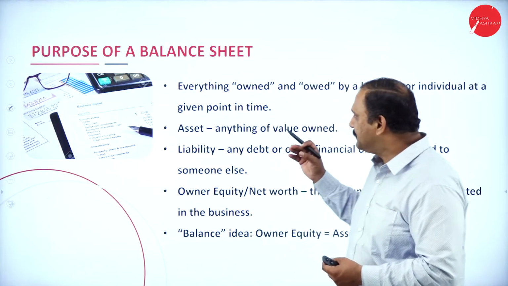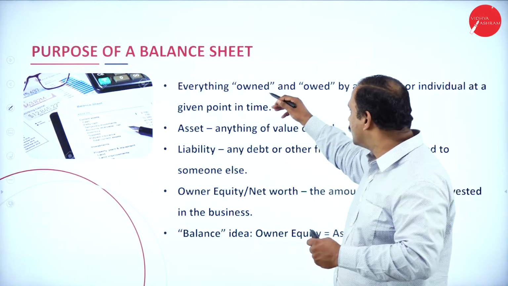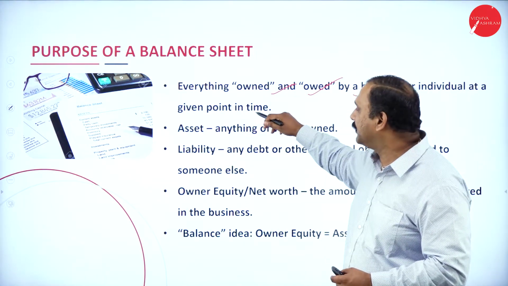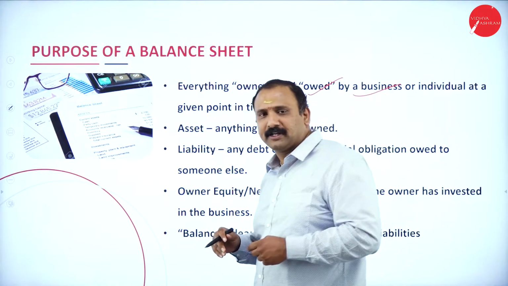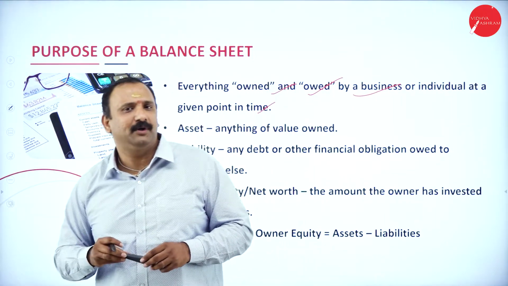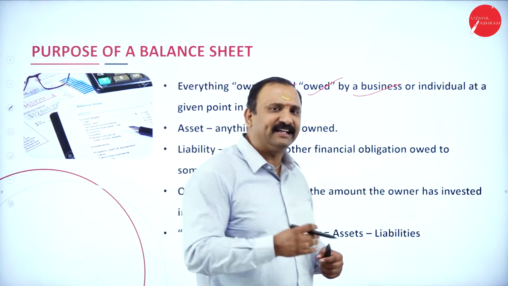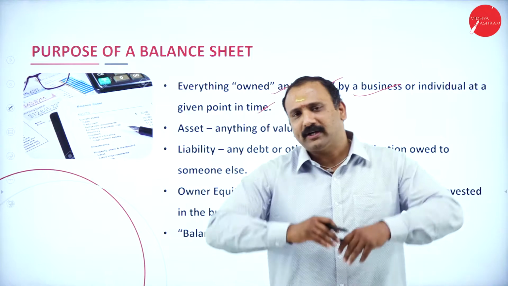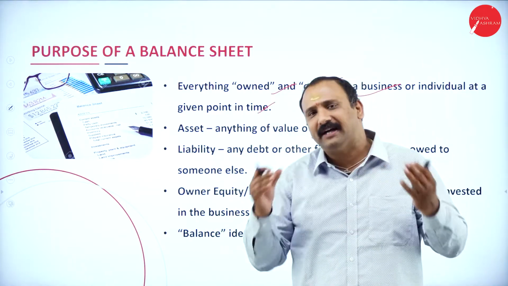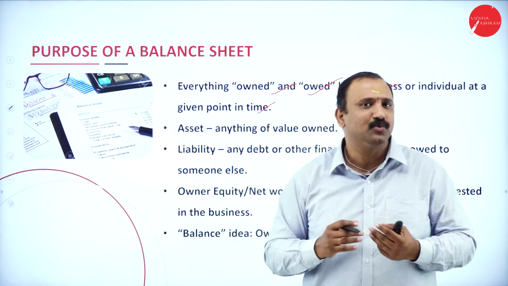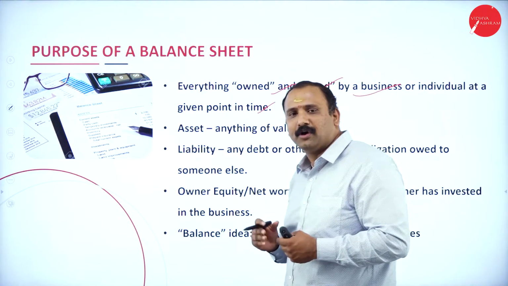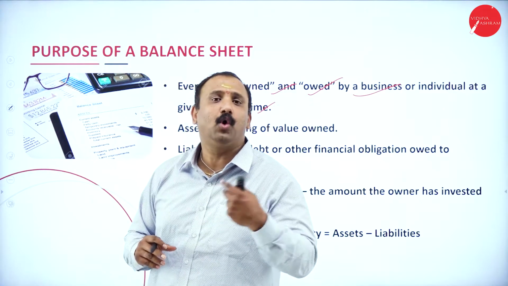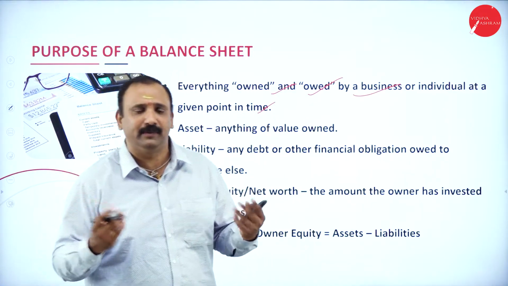Followed by the purpose of a balance sheet: everything that is owned by a business or an individual at any given point of time. When we talk about accounting standards itself, the one word which I would like to talk about again and again is assets and liabilities. Whatever you are, in whatever conditions you are, you cannot miss out on your assets and liabilities. Either you own something or you owe to somebody. That's what the balance sheet always talks about.